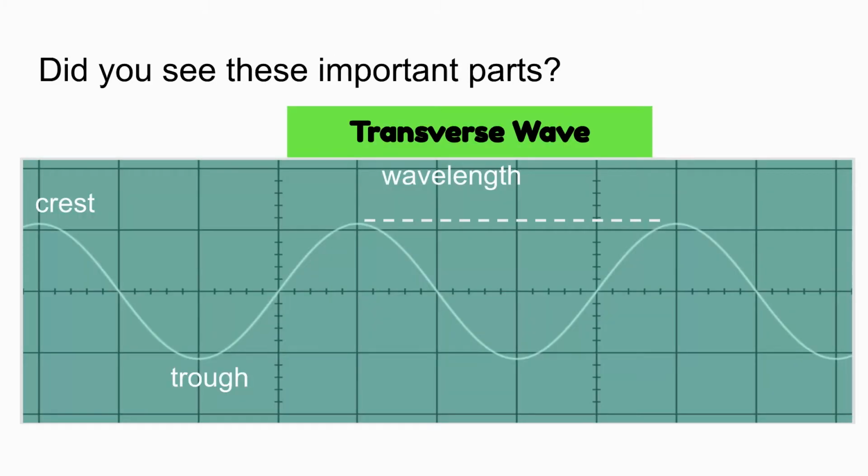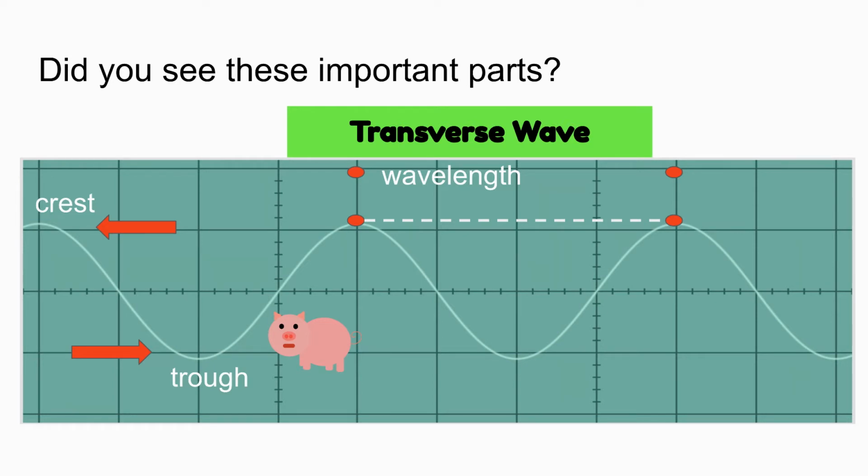All right, so your transverse wave, you should have seen a crest, the top part of the wave. You should have seen some troughs. Those are the lower parts of the wave. Think about a pig's trough. And then a wavelength is the distance between two crests. This is what you might have seen with your oscilloscope.